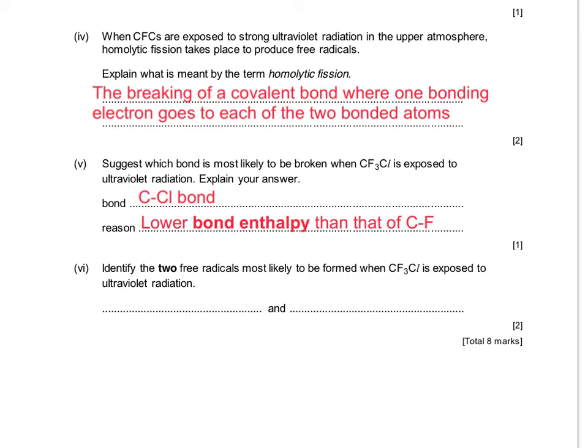So, if you break that CCl bond, what 2 things are you going to get? So you need to draw your 2 radicals. One of them will be a Cl dot, one will be a CF3. So something along those lines would be fine.